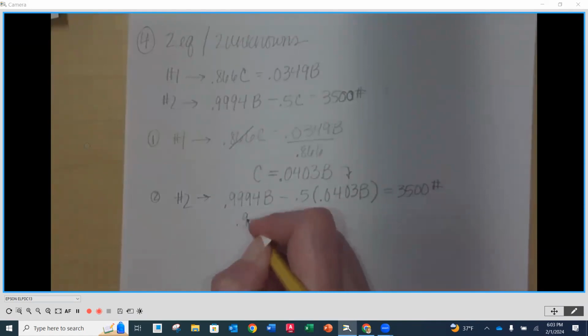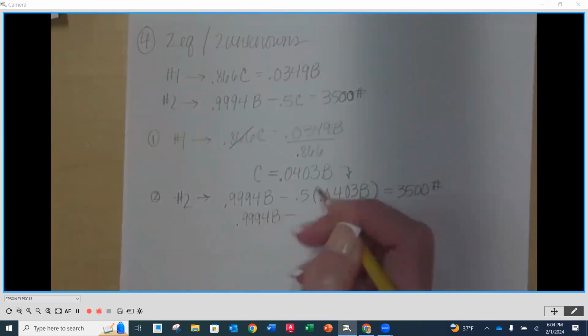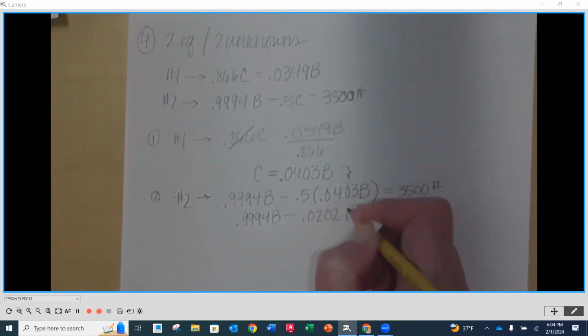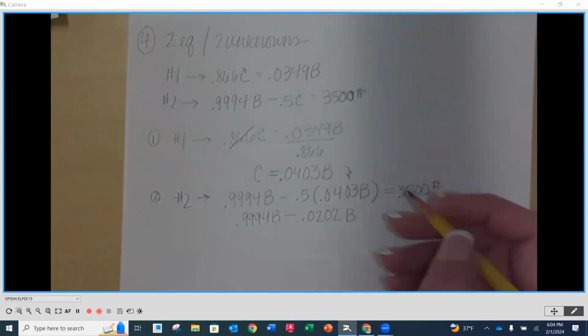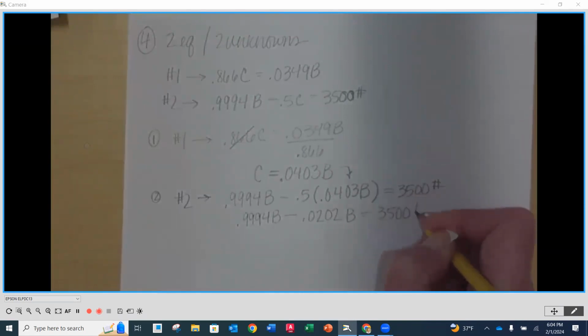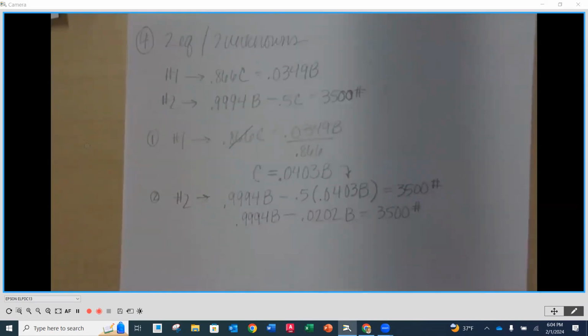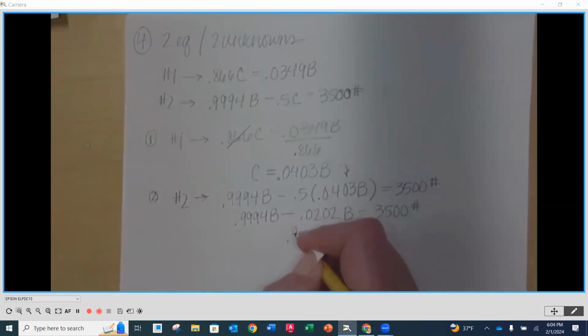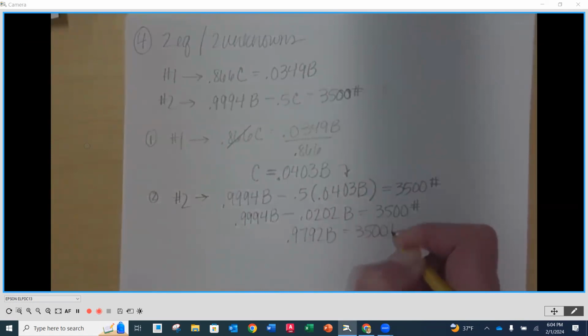So I'm going to have 0.9994B minus 0.0202B. Is that right? Is equal to 3,500 pounds. Now I can combine these two, right? So 0.9994 minus 0.0202, 0.9792B is equal to 3,500 pounds.